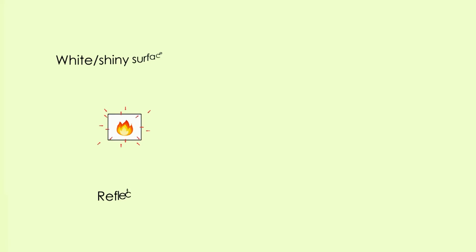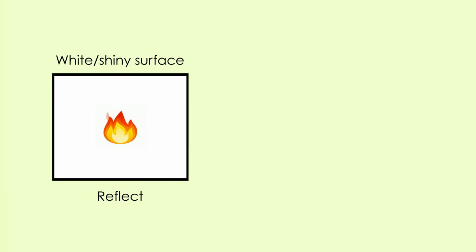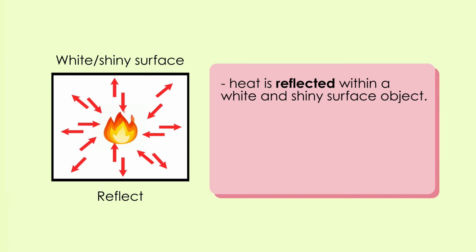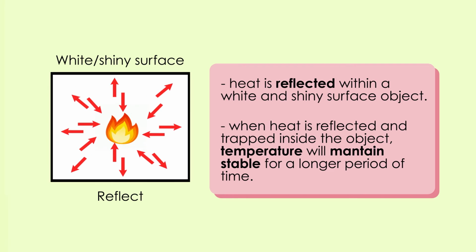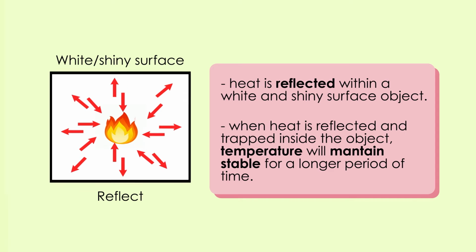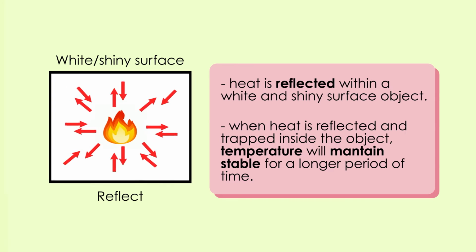Now, this is a simple diagram showing how heat is reflected within a white and shiny surface object. When the heat is reflected and trapped inside the object, temperature will maintain stable for a longer period of time.